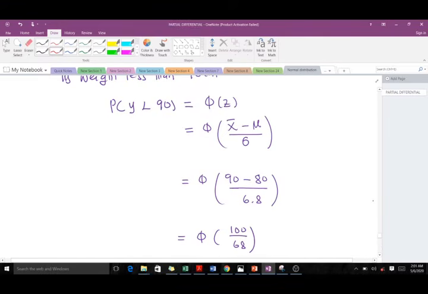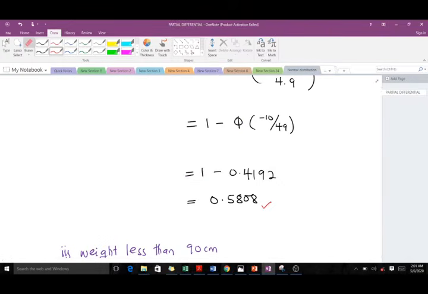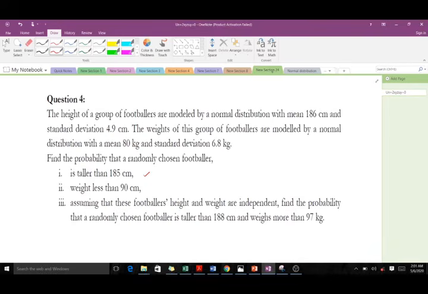So that means with that one, our weight being less than 90 centimeters. Oh, how can our weight be less than 90 centimeters? It's 90 kilograms. So our weight being less than 90 kilograms. So let's see the question. Sorry, this is supposed to be kilogram. I think it is from the source of the question. You know, weight is measured in kilograms.